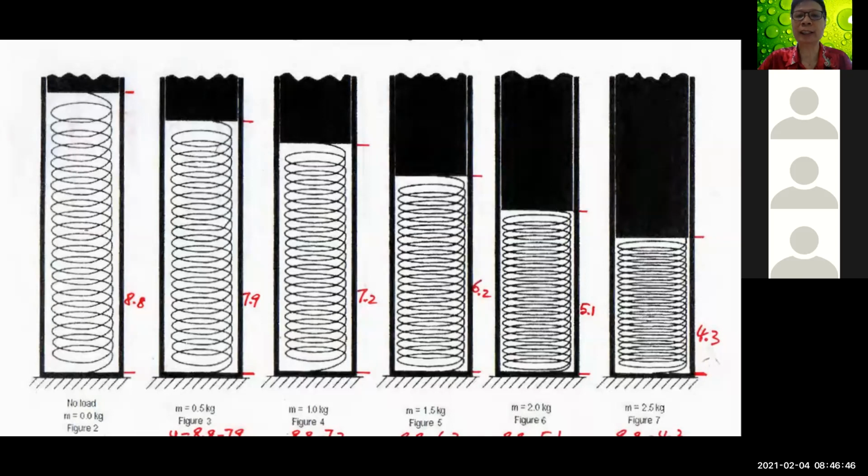Please do it because later on you need to plot the graph. You need to plot a graph today, and then I want you to take a picture of your graph, then send into the group later on. So please get ready.